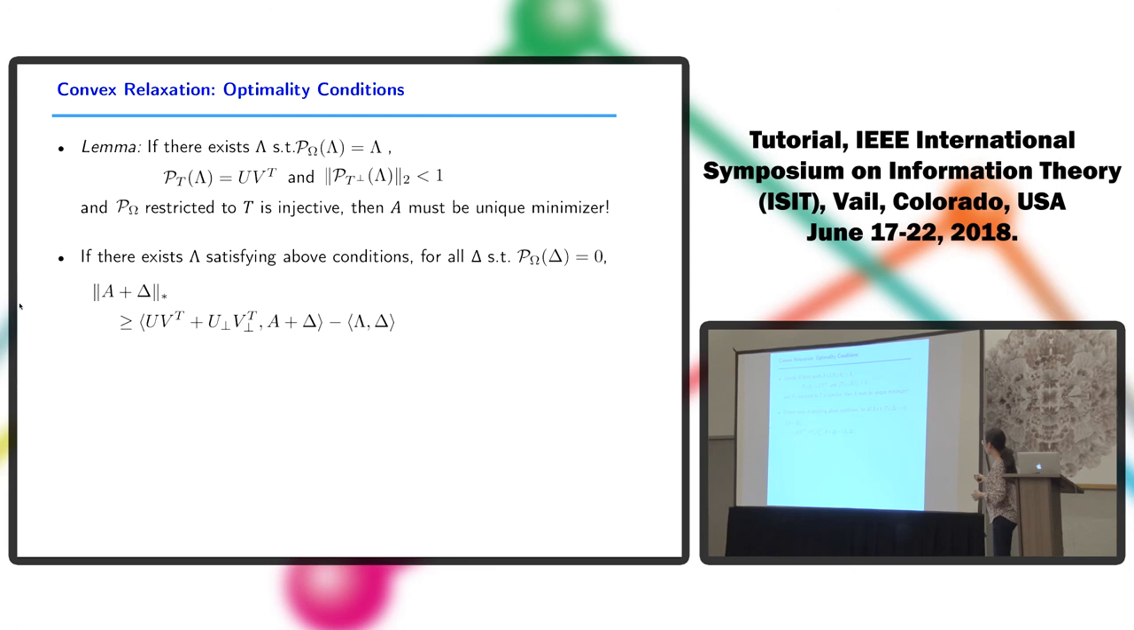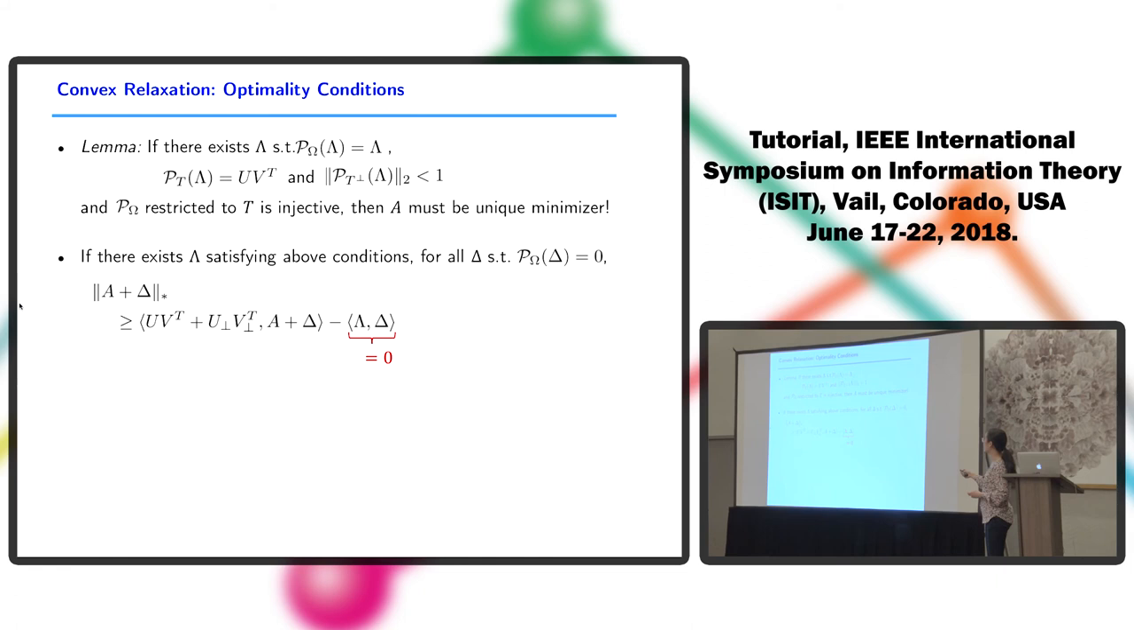Recall here, for A plus delta, we needed this condition because we're only looking in the feasible space. Since we need our matrix to exactly match on the points omega, we're only allowed to perturb A on the points outside of omega. So this first step just follows from the fact that this inner product is zero, because our dual certificate lambda was supported on omega and delta is supported on omega complement.